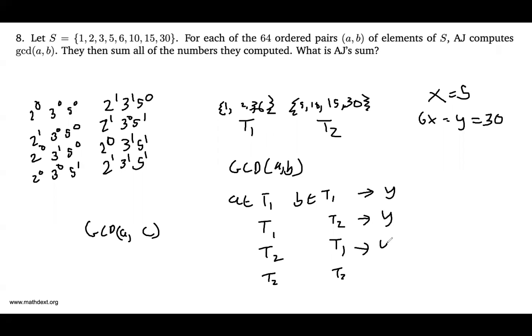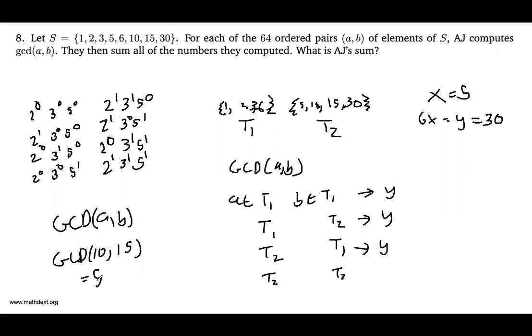And using identical logic, if A is in T2 and B is in T1, the sum of the 16 GCDs is y. And finally, if A and B are both in T2, well, A and B are both multiples of 5. So for example, if you have GCD of something like 10, 15, this is equal to 5 times GCD of 2 and 3. And you can factor out a 5 from every pair of A and B. And what you get is 5 times the sum of 16 GCDs, which, lo and behold, all fit into the T1 case, thus giving you 5y.